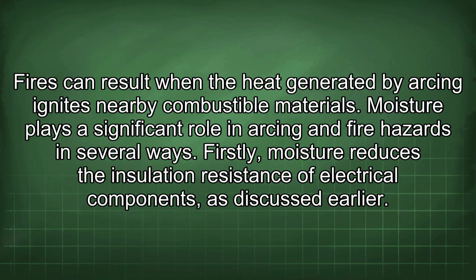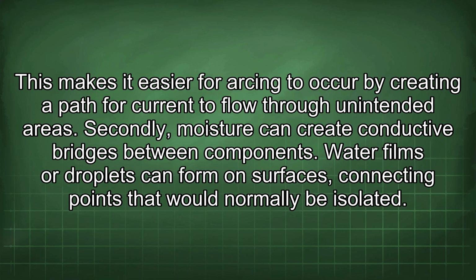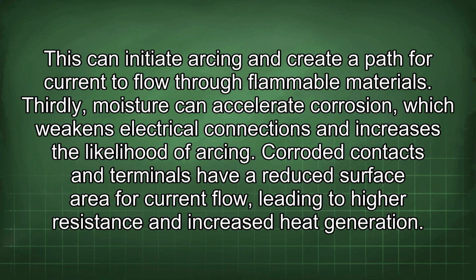Firstly, moisture reduces the insulation resistance of electrical components, as discussed earlier. This makes it easier for arcing to occur by creating a path for current to flow through unintended areas. Secondly, moisture can create conductive bridges between components. Water films or droplets can form on surfaces, connecting points that would normally be isolated. This can initiate arcing and create a path for current to flow through flammable materials.